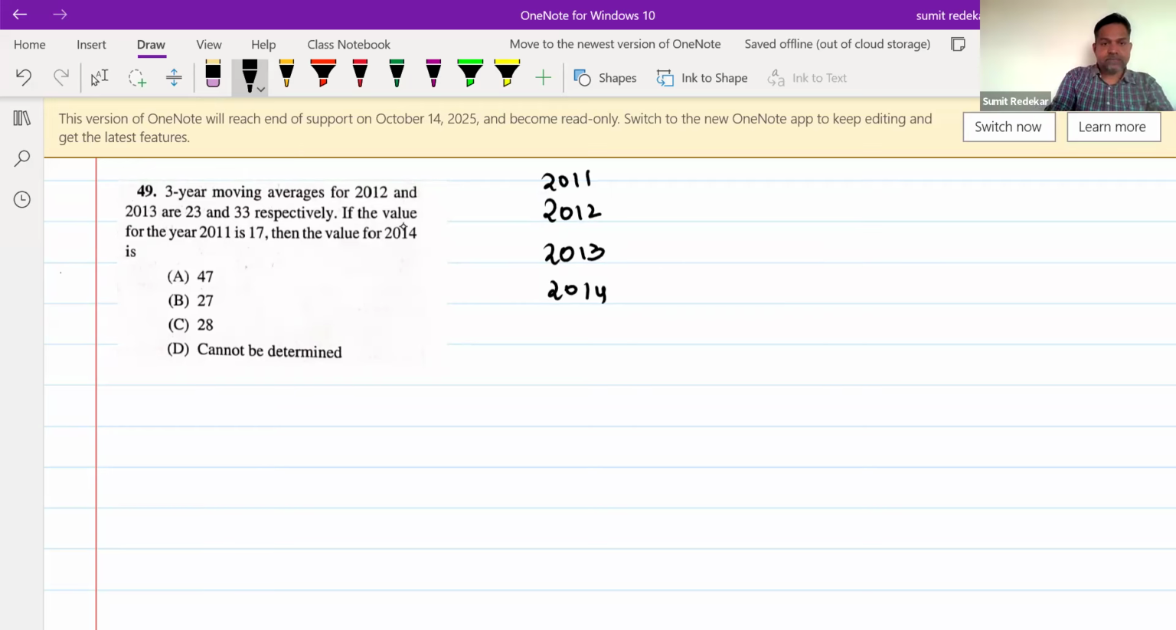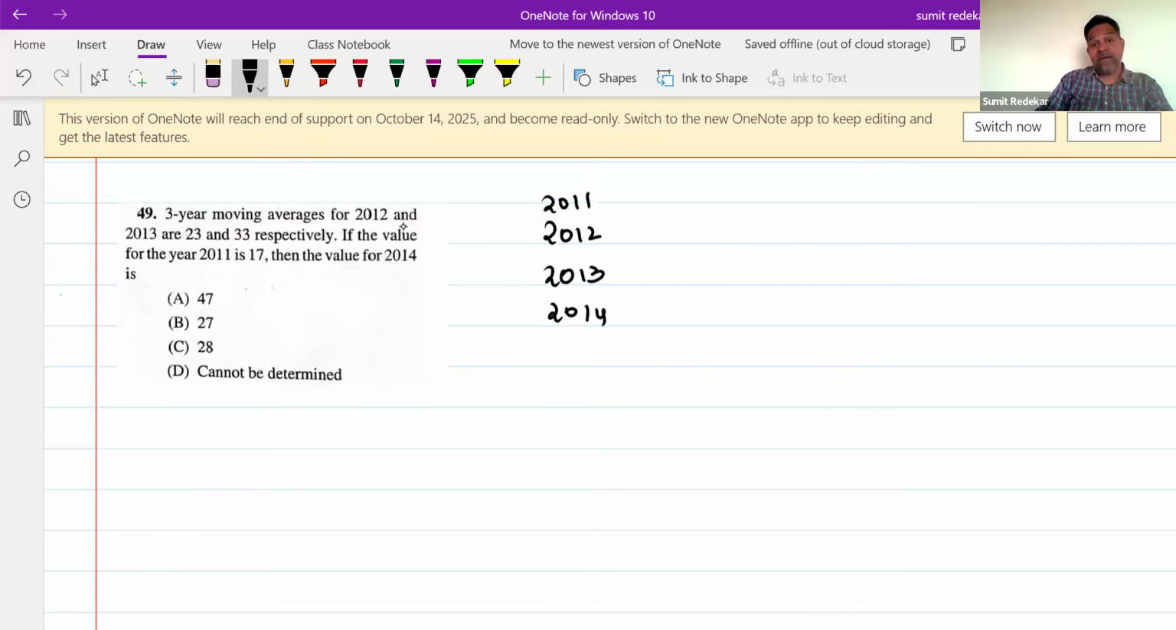लेट्स गो बैक. द 3 yearly मूविंग एवरेज फॉर 2012 एंड 2013 दे दिया है. तो अगर मुझे इसकी वैल्यूज नहीं पता ना, लेट्स कंसिडर दिस एज एबीसीडी. करेक्ट. अगर उन्होंने द 3 yearly मूविंग एवरेज फॉर 2012 बोला है, मतलब इन तीनों का एवरेज बराबर इज 23 एंड 33. 12 का 23 एंड 13 का 33.